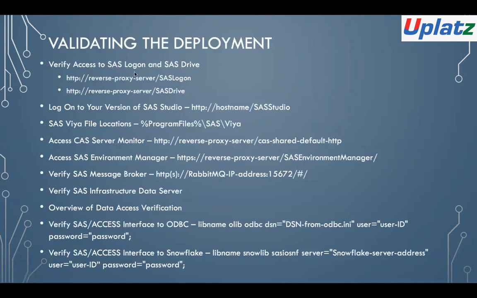First we log on to the SAS Logon page. How are we going to log in? We will use the server name/SASLogon. The server name, the reverse proxy server, is the server name that you set up while doing the installation. You can also see this information in your post-installation documentation guide, and then you log in here. Once you see the successful login screen, it means SAS Logon is successfully installed.